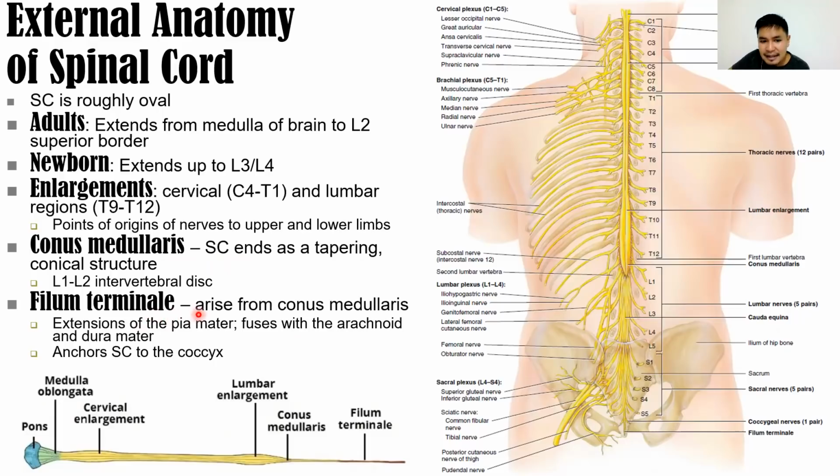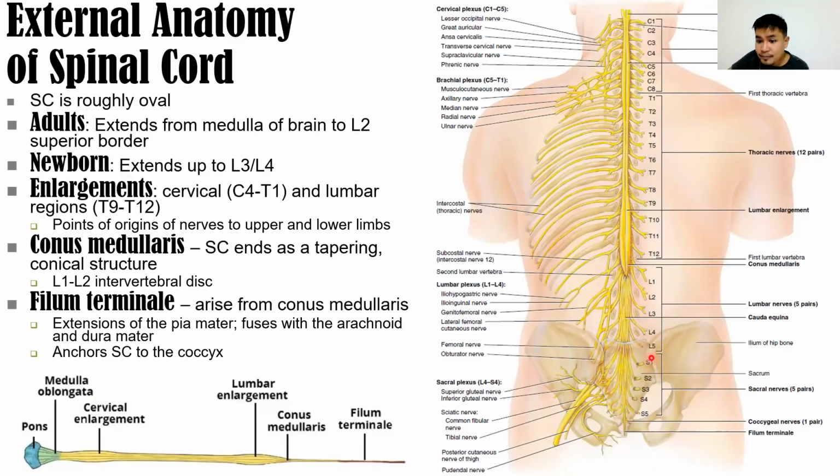And your filum terminale arises from your conus medullaris. It is an extension of the pia mater that fuses with the arachnoid and dura mater, and it anchors the spinal cord to your coccyx. So let's get oriented with the picture. Your filum terminale is the extension of your pia mater that fuses with the arachnoid and the dura mater, connecting this to your coccyx.